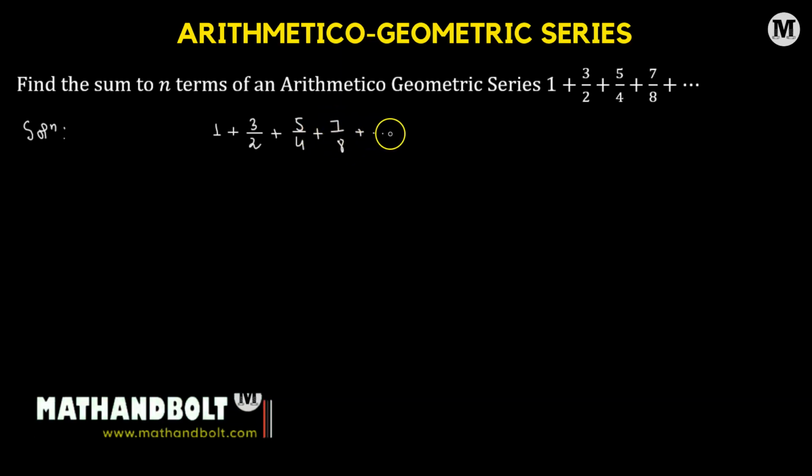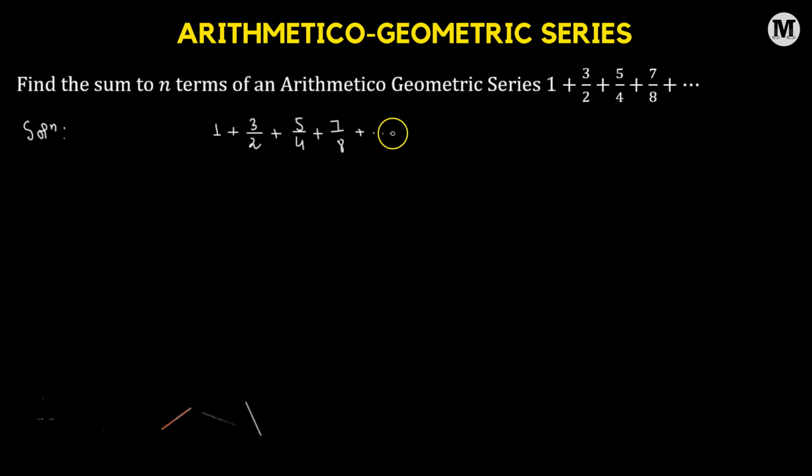Now, this particular series is not an arithmetic series because we don't have a common difference here. If we take the second term 3 over 2 and subtract the first term from it, the difference is not going to be the same as taking the third term and subtracting the second term from it. So this is not an arithmetic series. Also, this is not a geometric series because there is no common ratio here. Pick up any term and divide it by the previous term. That ratio does not remain fixed. So that means this particular series is neither an arithmetic series nor a geometric series.